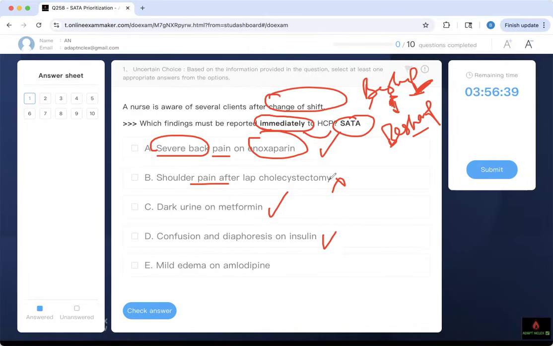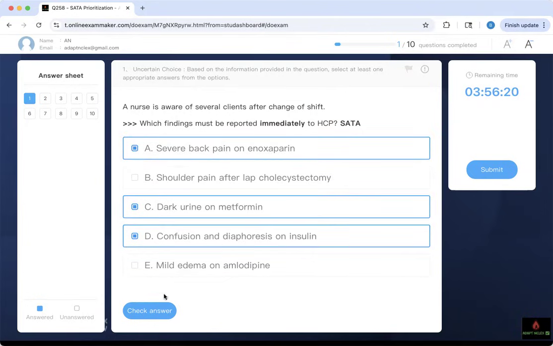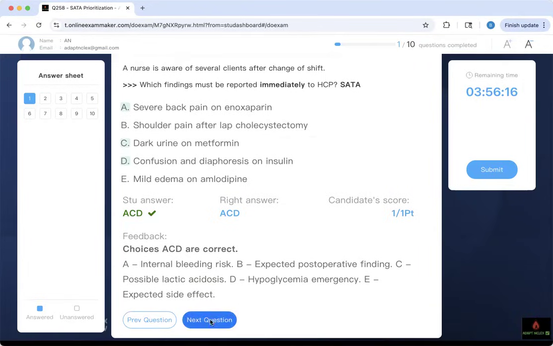Edema on amlodipine. Amlodipine is a what? Calcium channel blocker. It makes your veins bigger. Blood goes to your legs. You have edema. Expected finding. I'm not picking it. You see how I do it? All of them. That's the way you approach it. Therefore, our right answer is A, C, and D. These are bad problems. We need to take care of them fast.